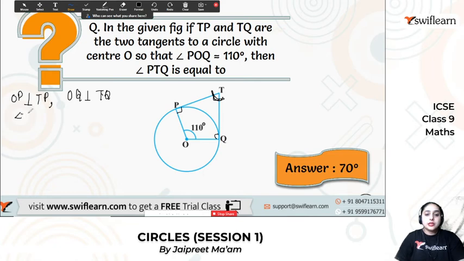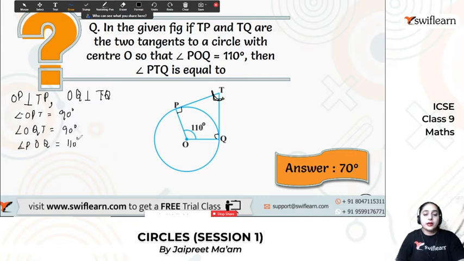Okay, that means angle OPT is 90 degree because they are perpendicular, and angle OQT is equal to 90 degree, and angle POQ is given, it's already 110 degree. Let's find out this angle.